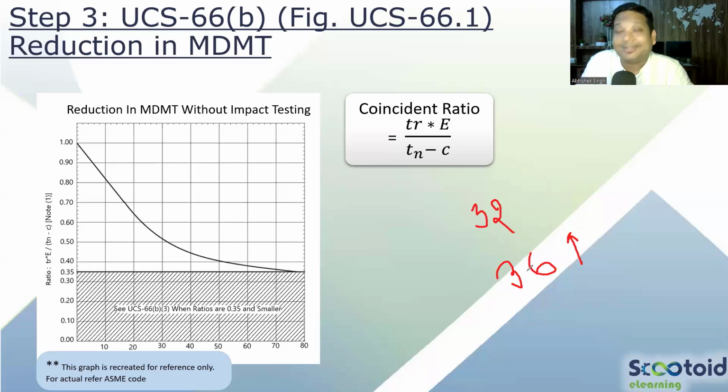So the thickness is more. More thickness is problematic for MDMT, isn't it? More thickness worsens your MDMT because we have just seen the relation. Higher thickness will increase your MDMT. So how come you are getting advantage of giving higher thickness? Is that question clear now?